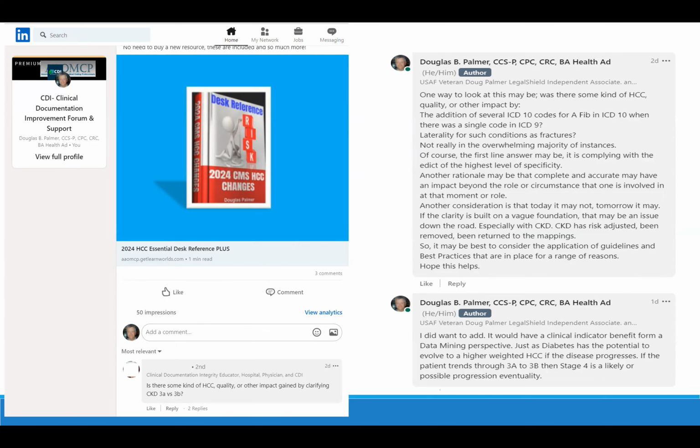I initially answered that one way to look at this may be the addition of several ICD-10 codes for AFib when there was a single code in ICD-9. So we've got the specificity. If specificity is an element of ICD-10, remember, coding 101 is you always code to the highest level of specificity. So the 10,000 foot answer is it's simply following guidelines. Just basics: you're following the guidelines of coding to the highest level of specificity.